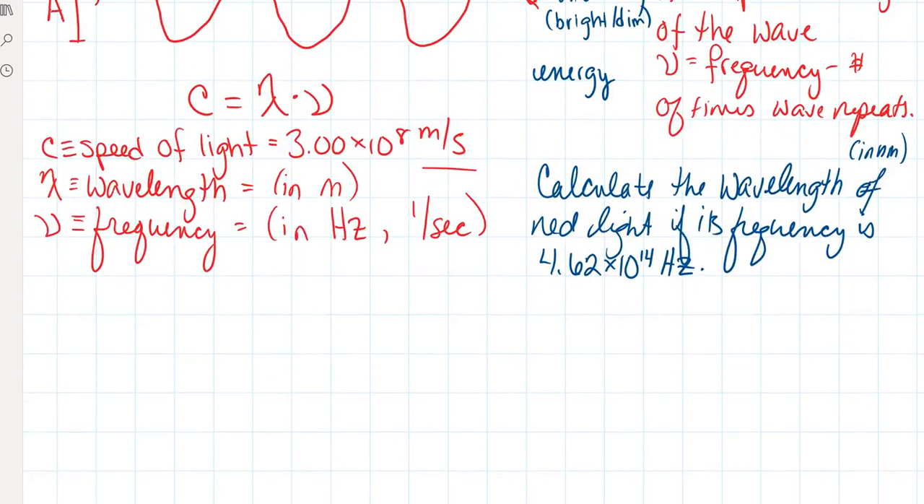So what I'm going to do is take my c equals lambda nu, and plug in the pieces that I know. I know c is a constant, and that's always going to be 3.00 times 10 to the 8th meters per second. I'm solving for lambda, but I do know the frequency.